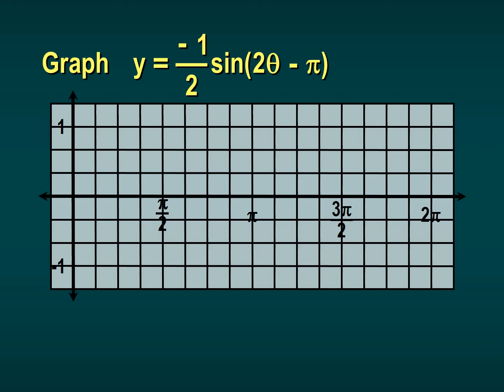So let's graph y equals negative 1 over 2 sine of 2 theta minus pi. So there's all kinds of translations going on. So this is our parent function. And so this negative 1/2 is going to shrink our graph, because our amplitude is now negative 1/2 instead of 1. But since it's negative, it's also going to reflect it across the x-axis. So now it looks like that.